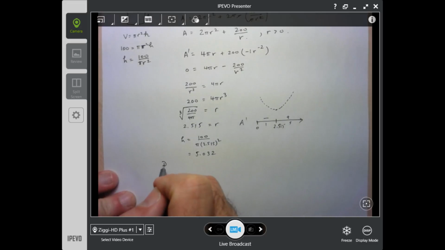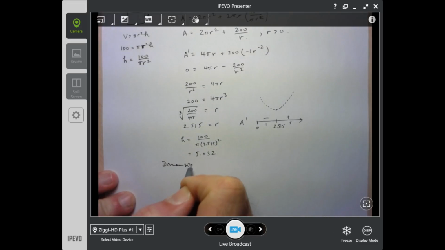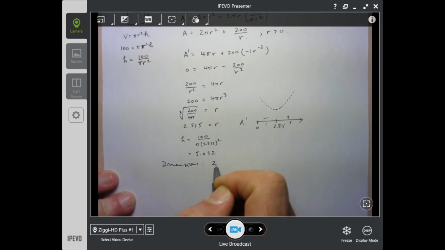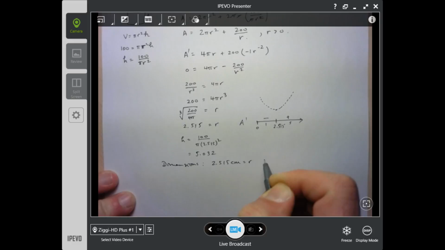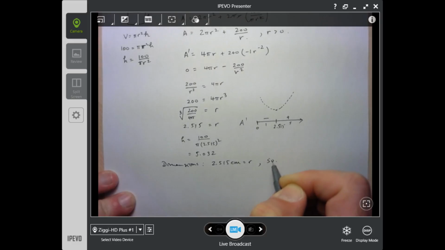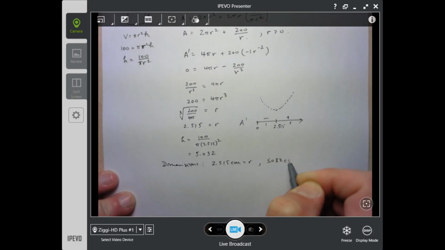Okay, so here our dimensions are 2.515 centimeters for the radius and 5.32 centimeters for the height. All right, there we go.